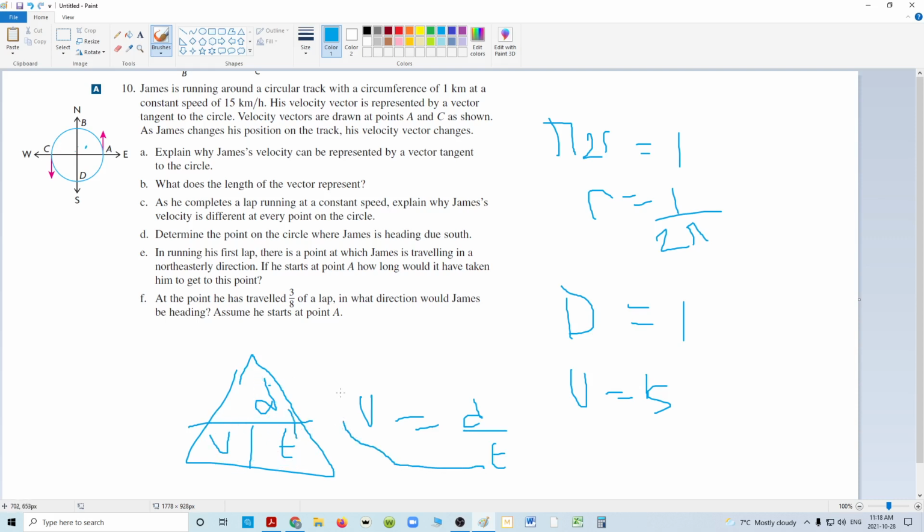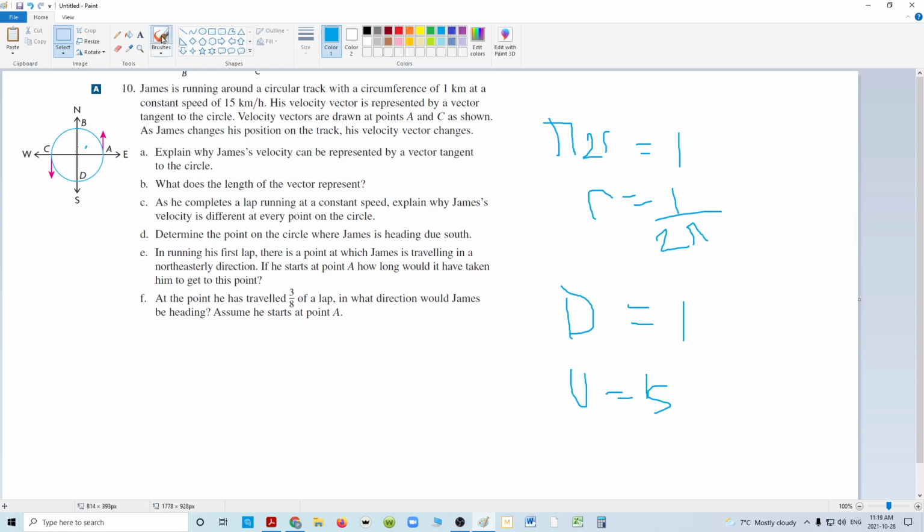I bring the time over here. I get TV is equal to distance. Then I divide by the velocity, and I get time is equal to distance divided by velocity. This little triangle is helpful. It will really help for three-variable equations like this. Okay, so time is equal to distance over velocity.